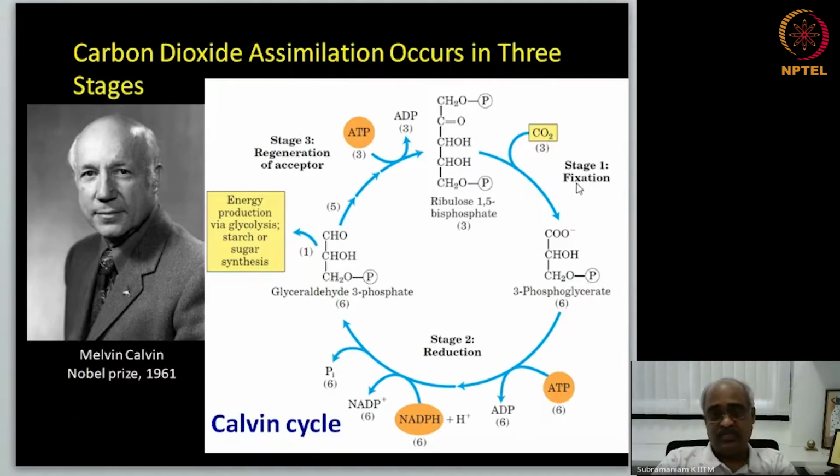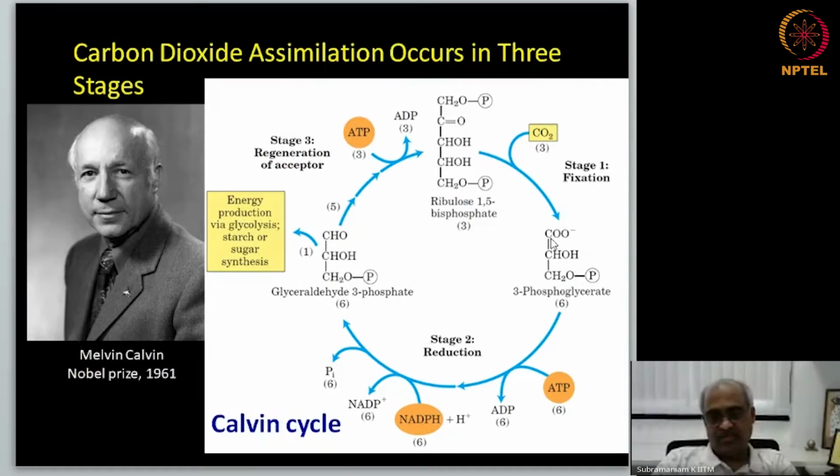Three stages. The first one is the fixation, carbon dioxide getting incorporated into an already existing pentose, Ribulose 1,5-bisphosphate. Ribulose indicates the presence of a keto group, like fructose. And the resulting molecule is 3-phosphoglycerate. For every one Ribulose bisphosphate, which is 5 carbon, when you add one more carbon, you have got 6. So you make 2 trioses.